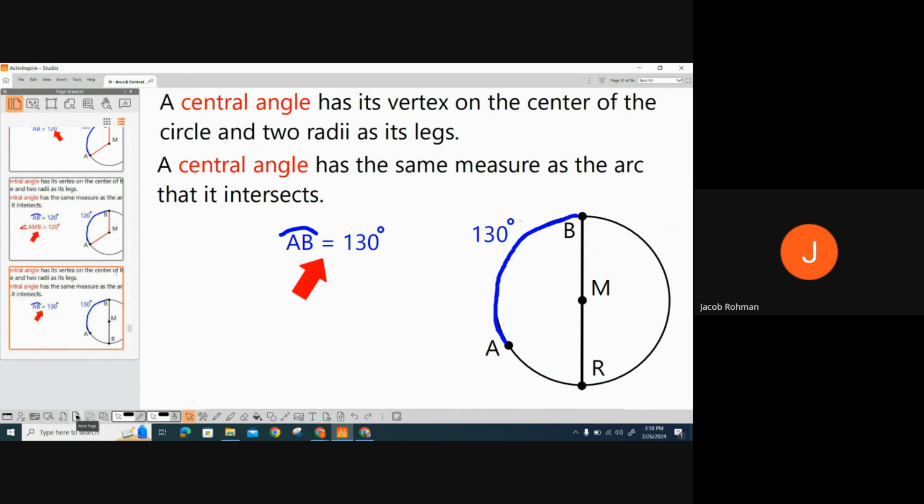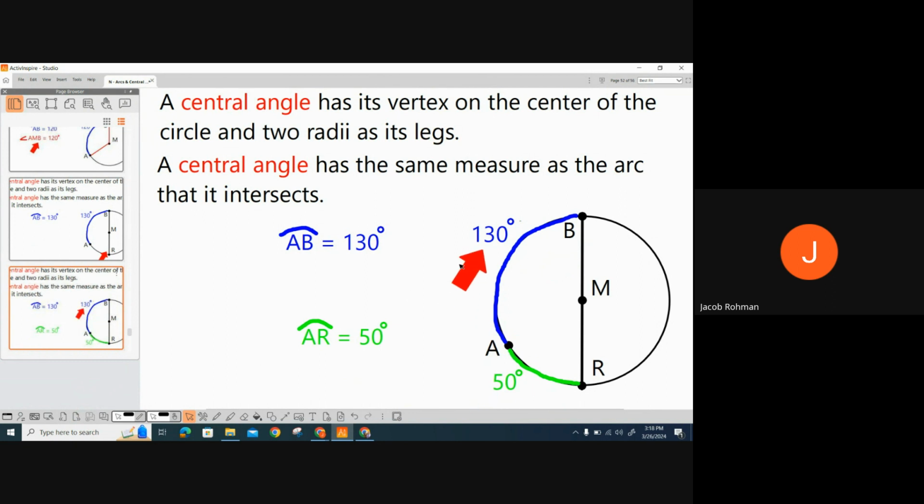And then lastly, here we have a central angle of 130 degrees. We know that BR is a diameter because it's a chord that goes all the way through the center of the circle. That means it cuts the circle in half, which also means that we know from BAR, that is 180 degrees. So knowing that means that AR has to be 30 degrees. I'm sorry, 50 degrees, not 30. AR has to be 50 because 50 plus 130 has to equal 180 degrees.